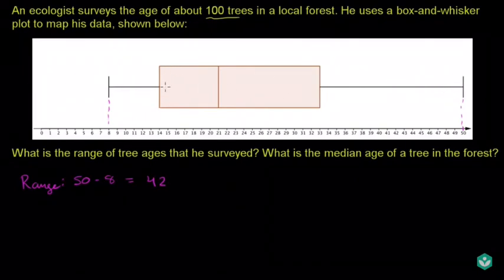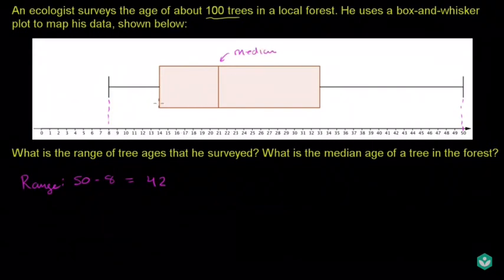Now what the box does, well, let me explain it to you this way. This line right over here, this is the median. And so half of the ages are going to be less than this median. We see right over here the median is 21. So this box and whiskers plot tells us that half of the ages of the trees are less than 21 and half are older than 21.